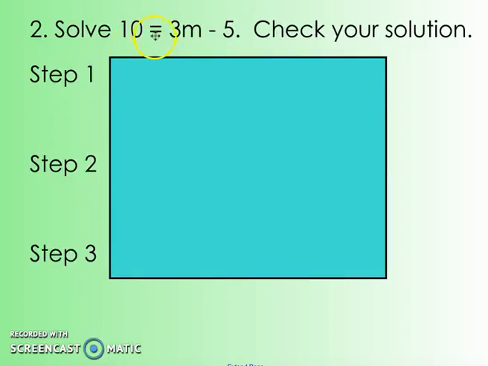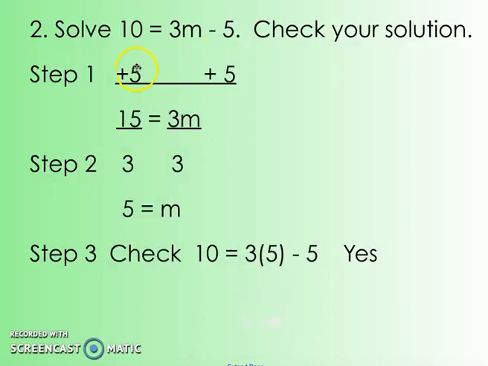How about this one? We have 10 is equal to 3m minus 5. And so here are the steps that I did. First I added 5 on both sides. And so the 5's cancel each other out. I have 3 times something is 15. And the opposite of times is divide. So divide on both sides by 3. And so I got an answer of 5. And if I check my answer, 10 is equal to 3 times 5 minus 5. Yeah, 3 times 5 is 15. 15 minus 5 is 10.